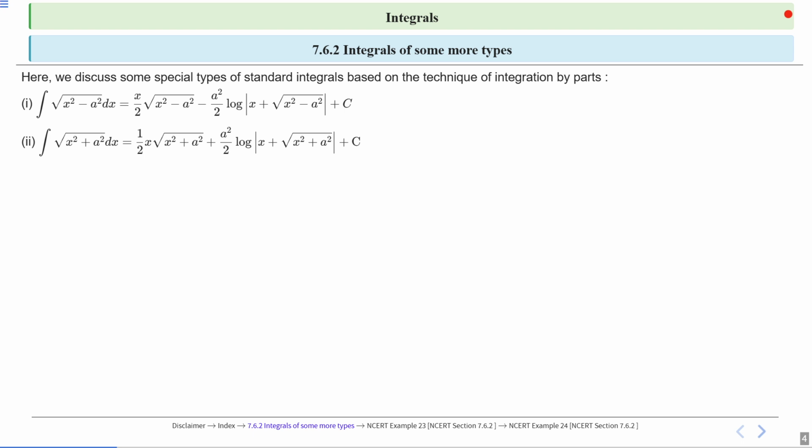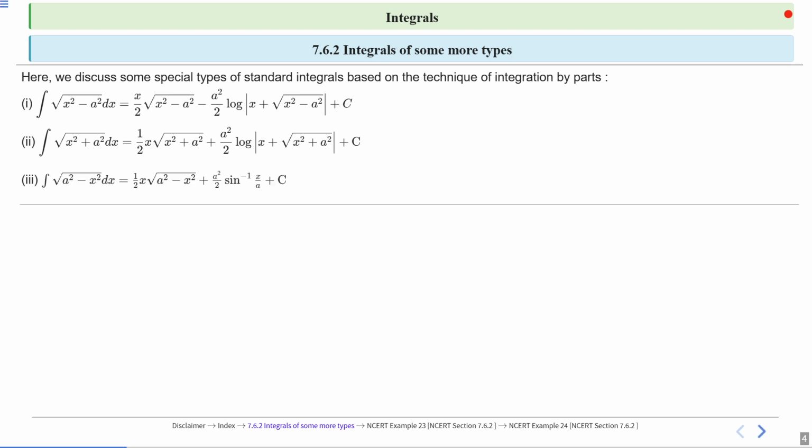In the first, there is x by 2 root under x square minus a square, and in the second formula, the first term is x by 2 root under x square plus a square, the same as the value of the integrand. Then the second term has a minus in the first formula and a plus in the second, with a square by 2 log mod x plus root under x square minus a square, and x square plus a square plus c. By this way we can remember these formulas.